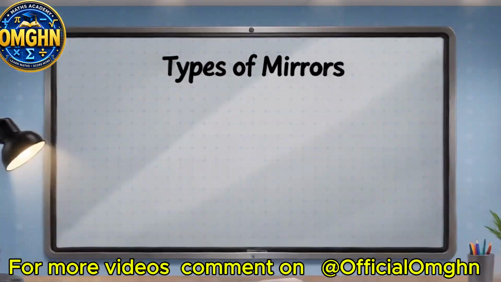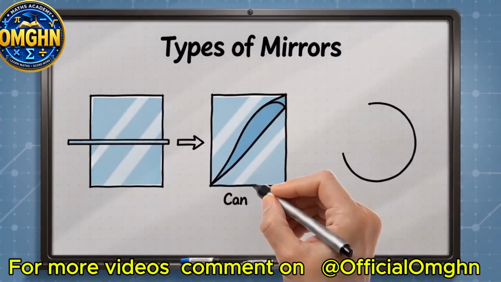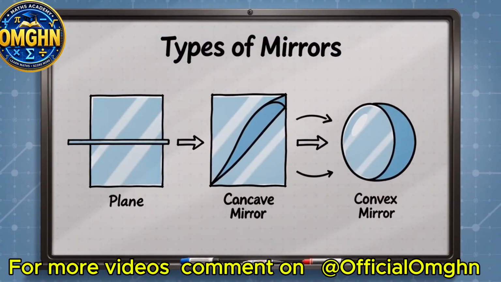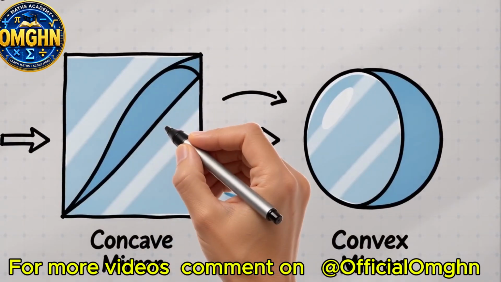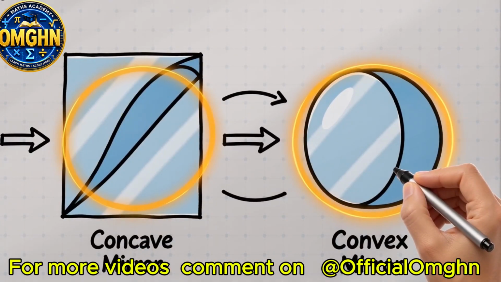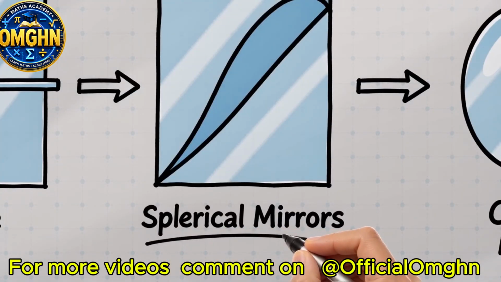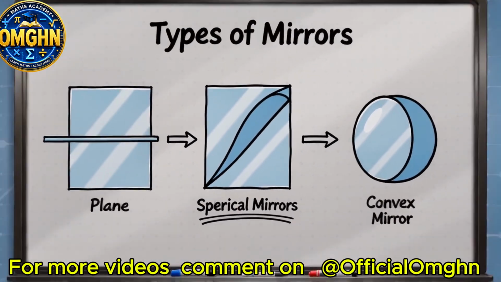Mirrors are of different types. The simplest one is the plane mirror. In this chapter, we focus on spherical mirrors. A concave mirror curves inward, while a convex mirror curves outward. Both follow the laws of reflection but produce different kinds of images.